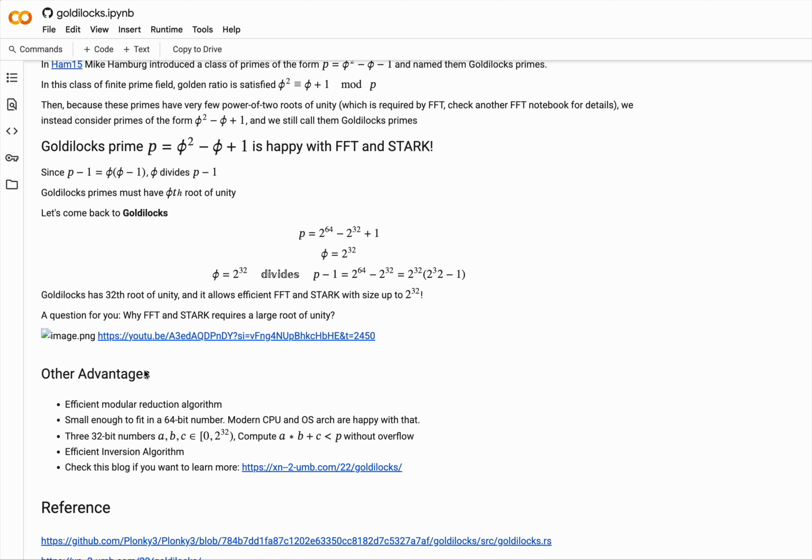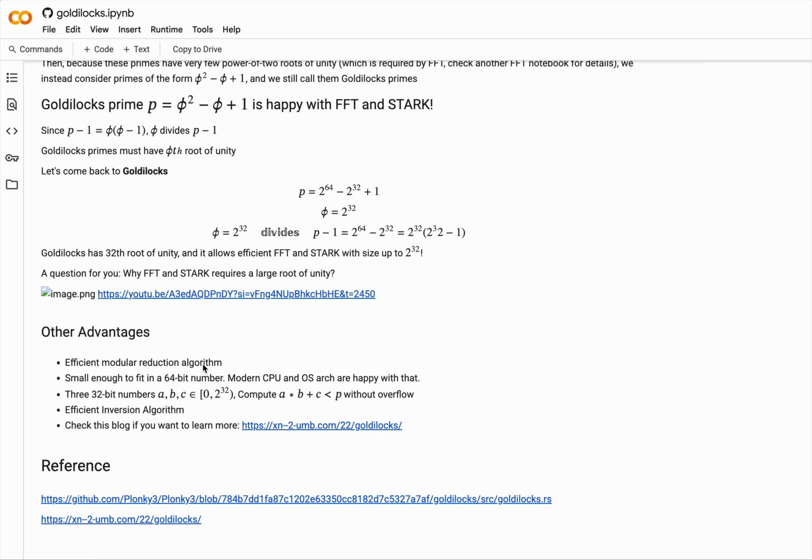There are also other advantages. For example, efficient modular reduction, and Goldilocks is small enough to fit in a 64-bit number, because it's less than 2 to the 64, and all modern CPUs and operating systems are 64-bit. And for free, an efficient inversion algorithm. And if you want to learn more, you can try this blog for more details.